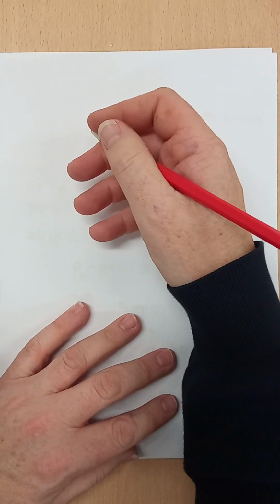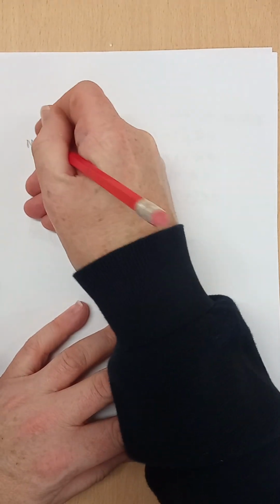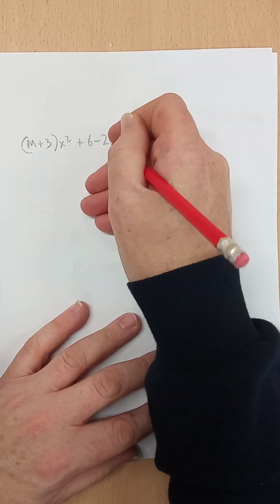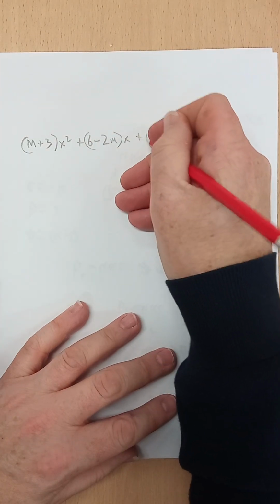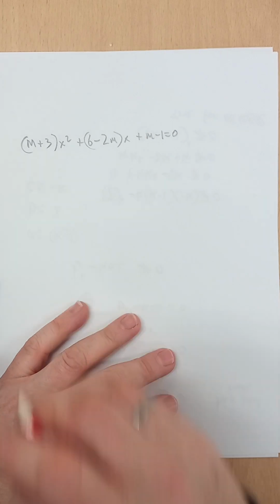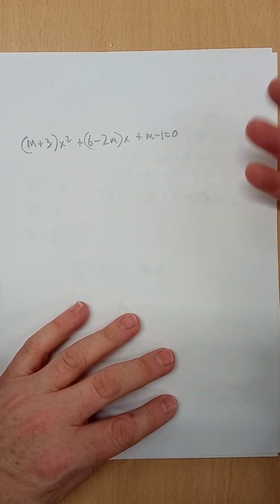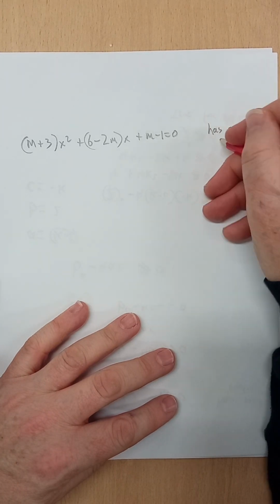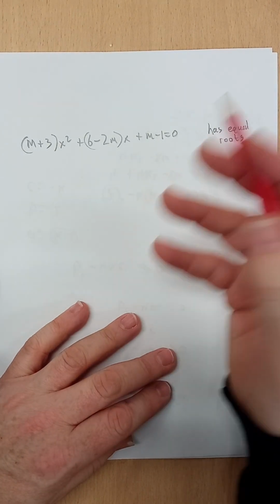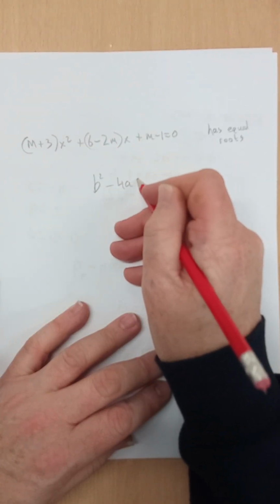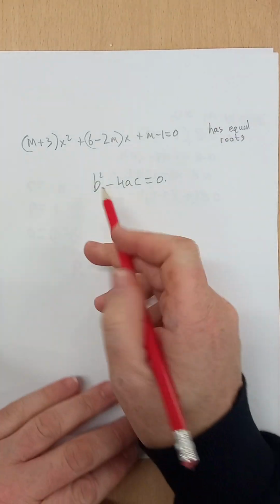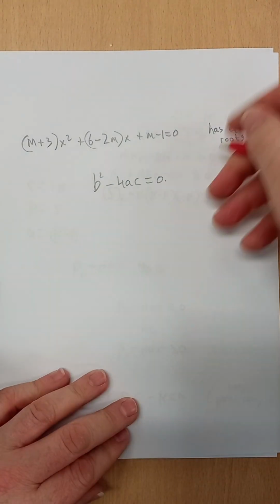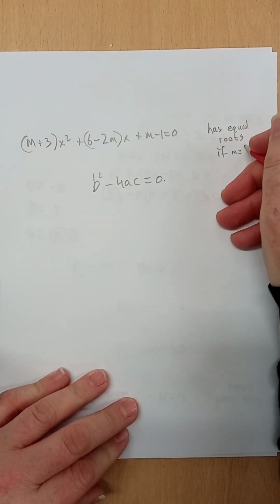Right. So let's have a look at one. (m + 3)x² + (6 − 2m)x + (m − 1) = 0 has equal roots. So let's show that. If it's equal roots, then b² − 4ac is equal to 0. Let's have a look at that. Now, there's a caveat on this. It has equal roots if m is equal to 3/2.